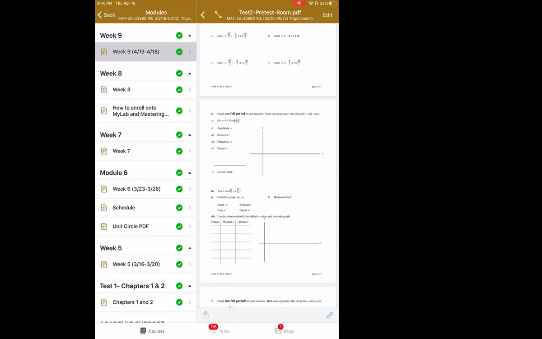Can we upload it into an editing program and just draw on it digitally? I would rather see your handwritten work. Gotcha.